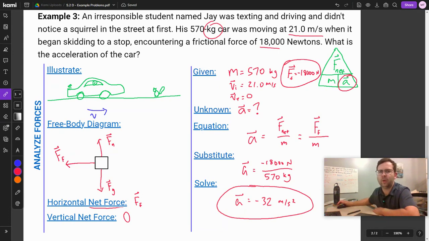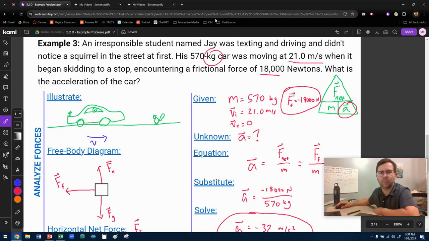So shorter example, but just some other examples you might see as you're trying to think through how to use Newton's second law. So that's all I've got for you in this video. Remember, confusion is the sweat of learning.